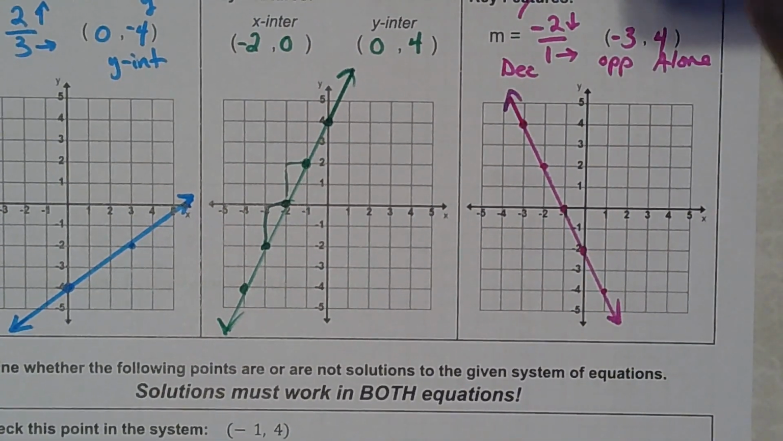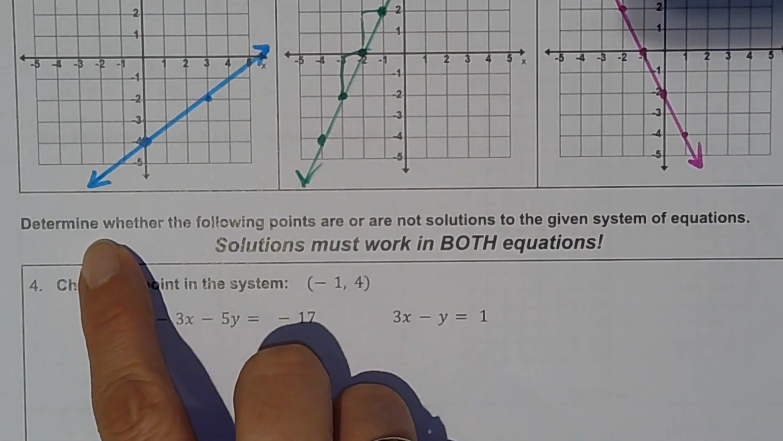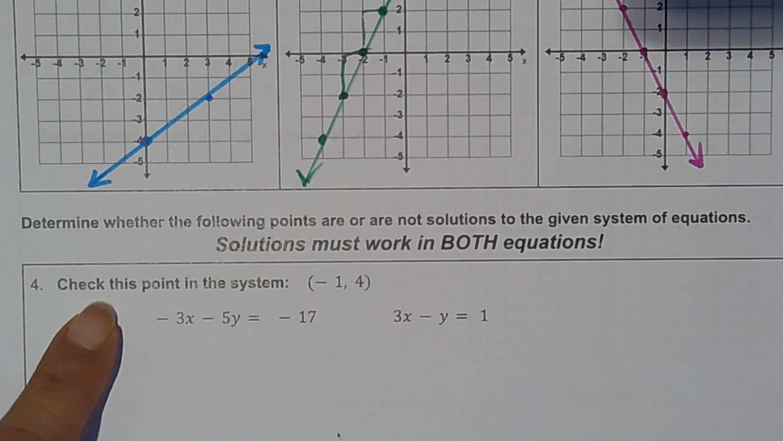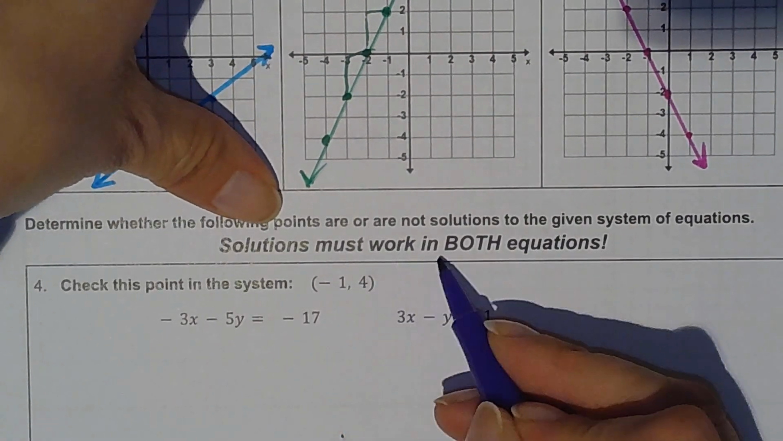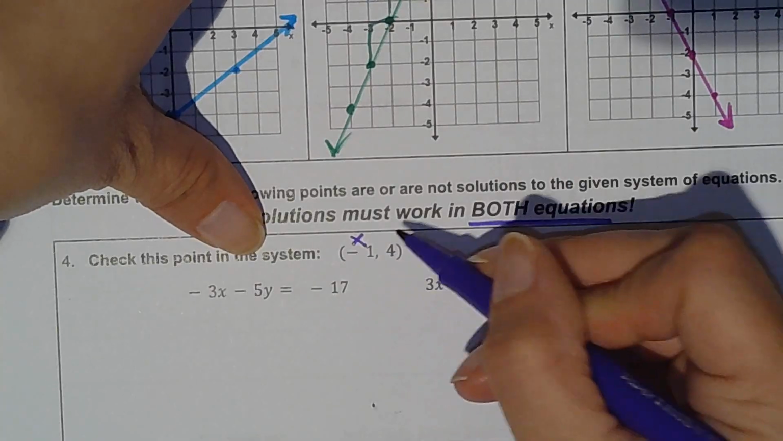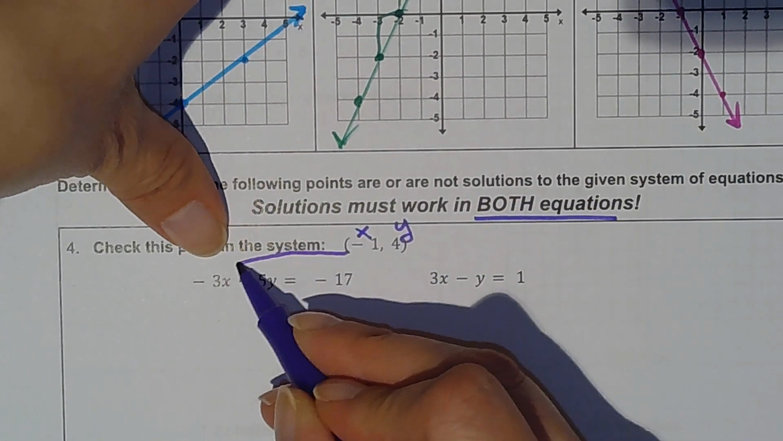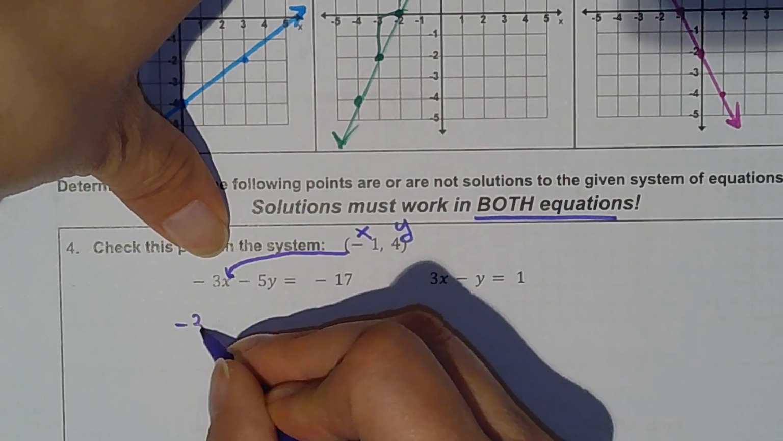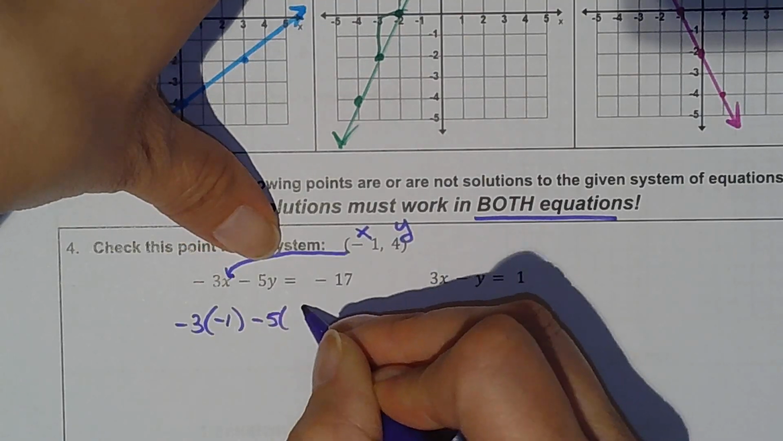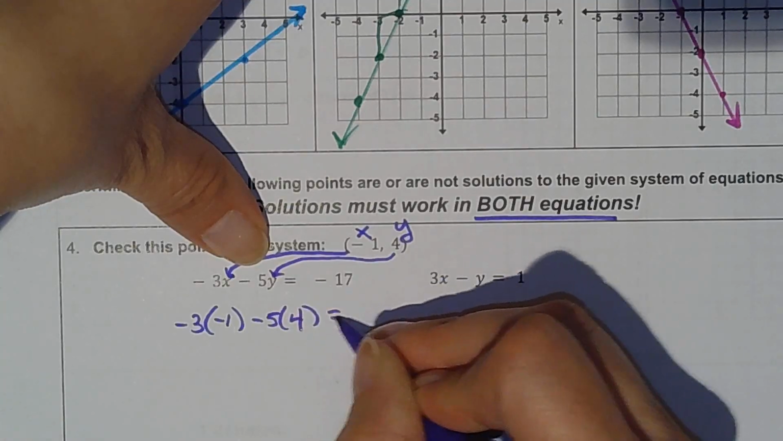Now this chapter is all about finding solutions to systems. Let's determine if this point is a solution. Let's check this point. It has to work in both of the equations. So the x value is negative 1. The y value is 4. I will replace the x number using parentheses with negative 1. And then the y number is a 4. So 4 will go into the y spot.